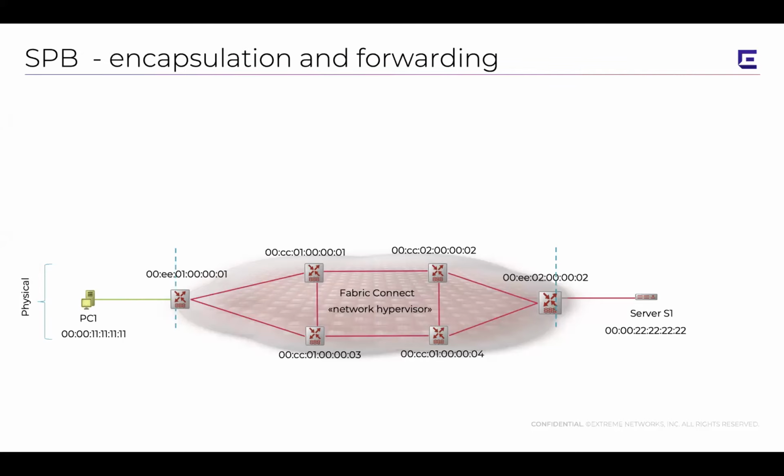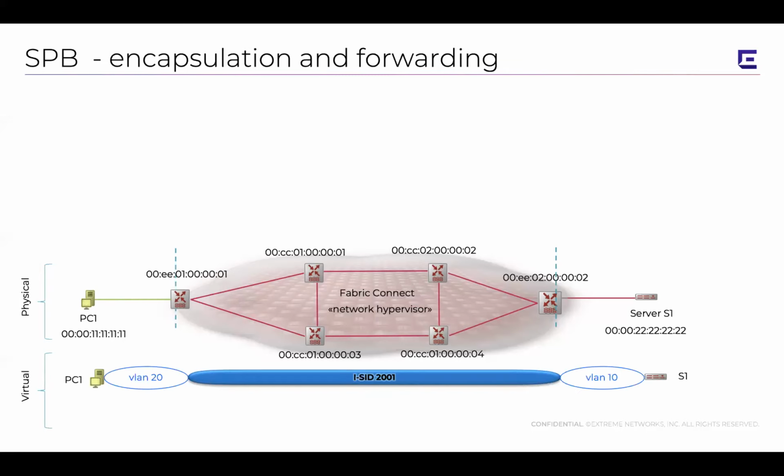Once I have built this physical network, I have my network hypervisor, I can then start to deliver connectivity and services by creating virtual networks. Fundamentally, there are two types of virtual networks. I have a virtual layer 2 network, identified by a service ID, an ISID, which in my example is ISID 2001. On the left side, I have connected VLAN 20 to my virtual network, and on the right side, I have connected VLAN 10.